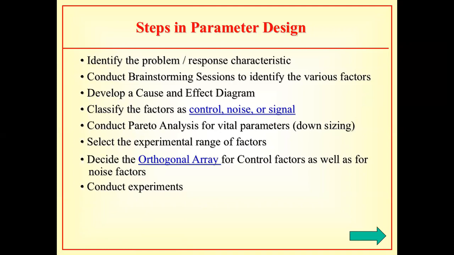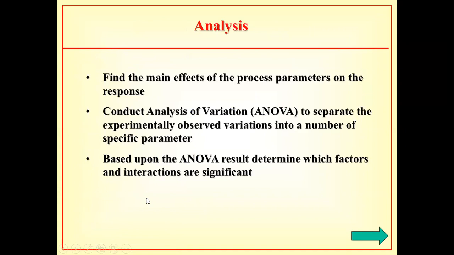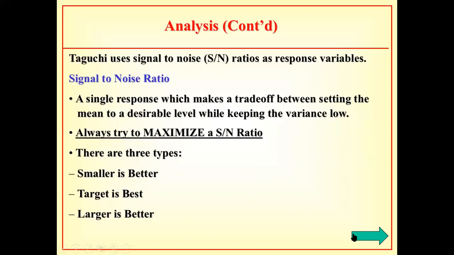So once you have the measurement, then do the analysis. And the analysis is very simple. Every engineer knows what is ANOVA. You just use ANOVA and find the main effect, significant and non-significant parameters, correct? So you do the ANOVA. But once you do the ANOVA, the second part is important. The first part is okay.